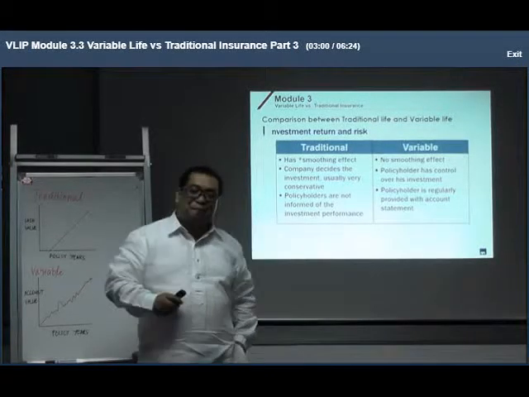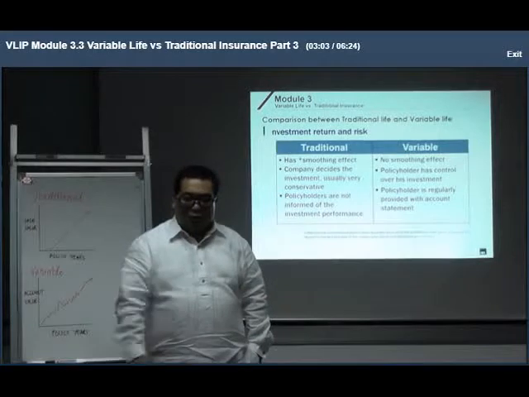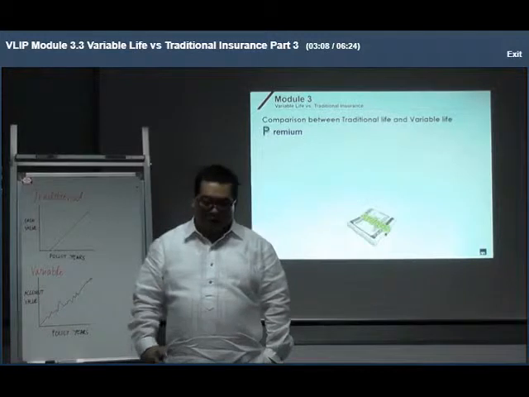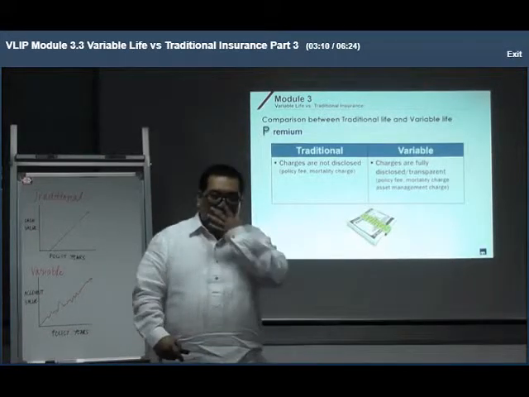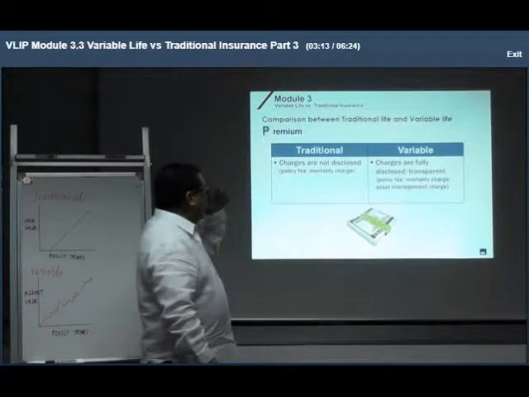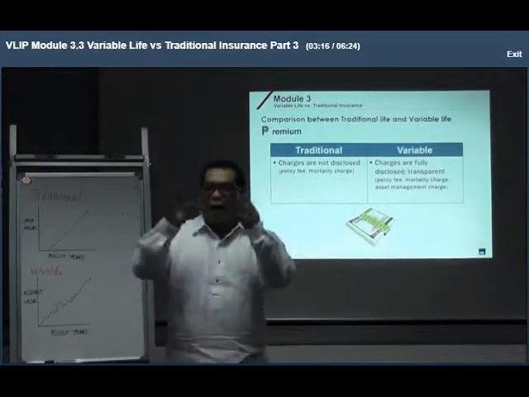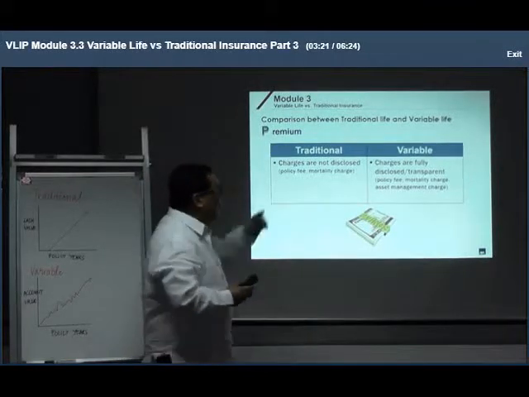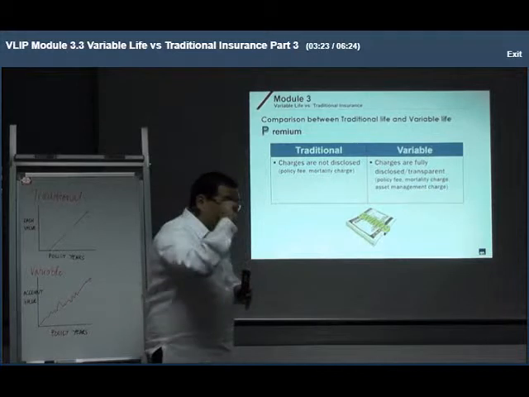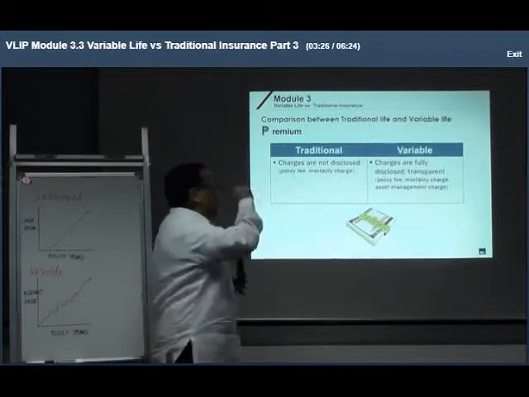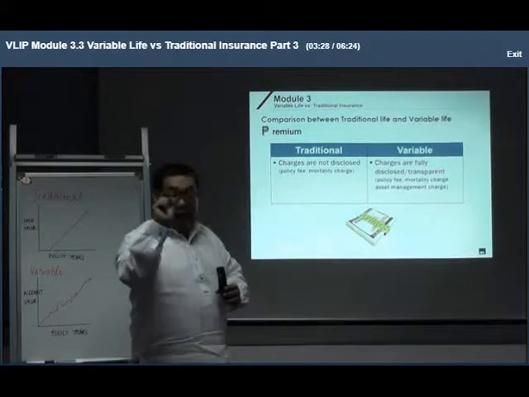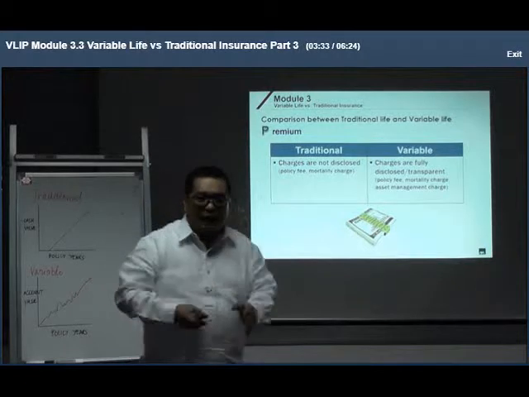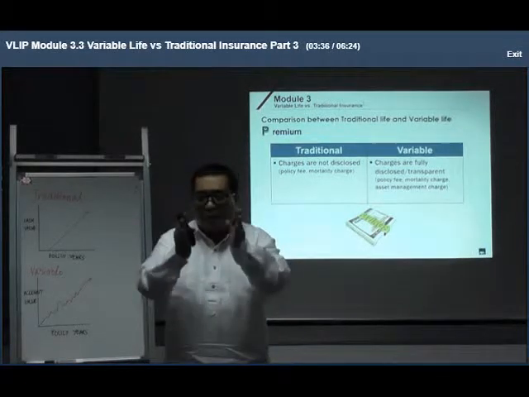Let us further compare traditional and variable life insurance policies using what we call premium. Okay, this criteria called premium. Now, in traditional, just like what we said earlier, the charges are not disclosed. So all we know is that I pay this premium for this particular face amount. Whereas, for a variable life insurance policy, charges, as we mentioned, are fully disclosed. They are explicit. So the policy fee, the mortality charge, the asset management charge, it's all there in the policy contract.